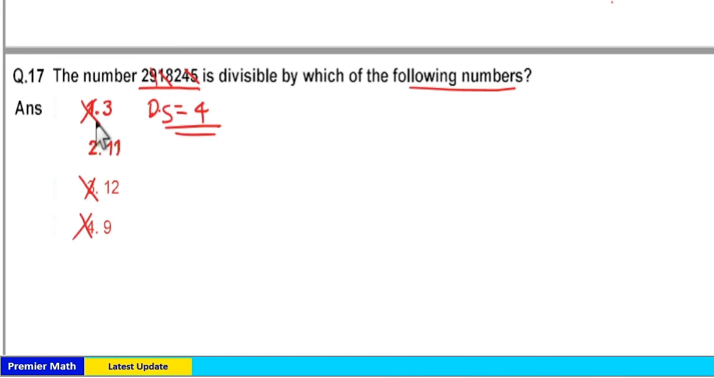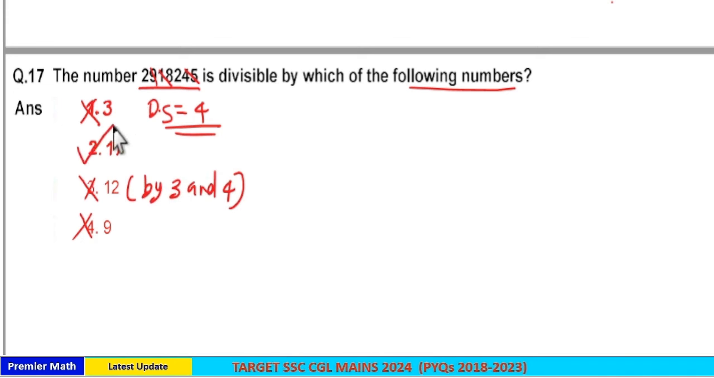Because to be divisible by 3, its digital sum should be 3 or a multiple of 3. Here it is not. And to be divisible by 9, its digital sum should be 9 or a multiple of 9. Here it is not. And to be divisible by 12 means this number should be divisible by both 3 and 4. Here, this number is not divisible by 3. So, 12 also cancels. So, option 2 is your answer.